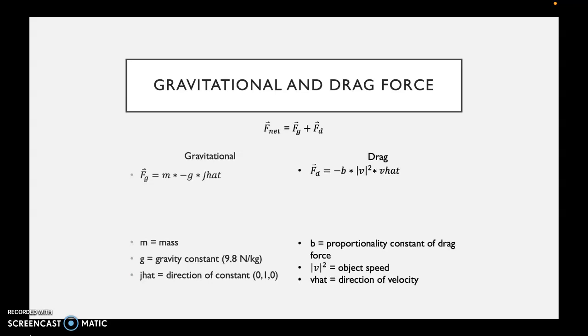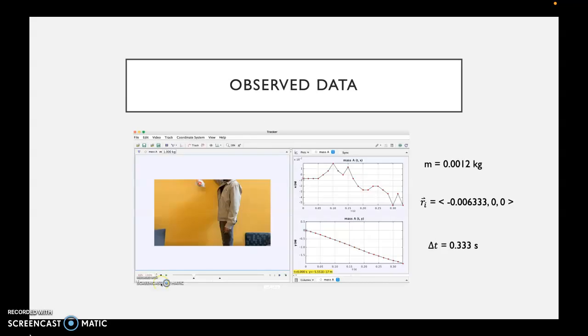And for drag, it is negative b, the proportionality constant of drag force, found by trial and error, times the magnitude of velocity, which is speed, times v hat, the direction of velocity. In my experiment, the mass of the object was 0.0012 kilograms, which is 12 grams. The initial position is listed there, and the change in time is 0.333 seconds.